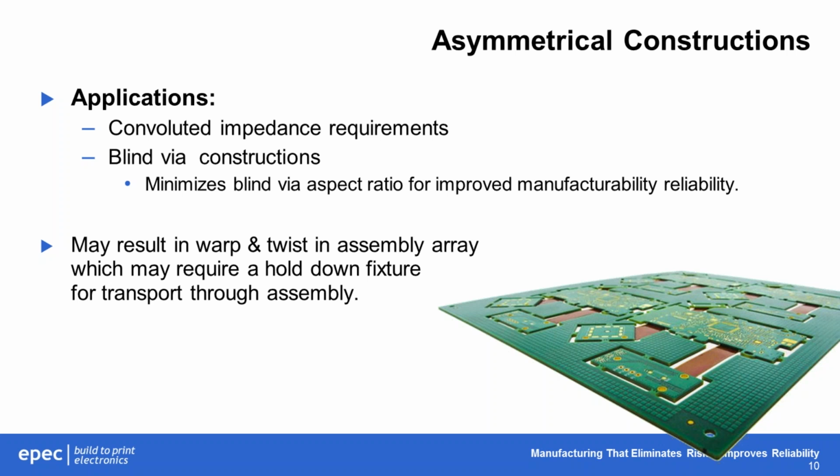There is one consideration, given that it is an unbalanced build, so to speak: there may be some warp and twist that occurs within the assembly array, which then may require a hold-down fixture to allow the assembly arrays to be transported through the assembly process.